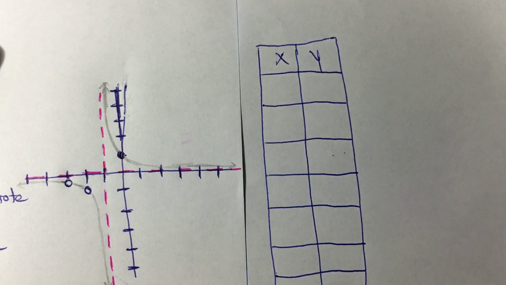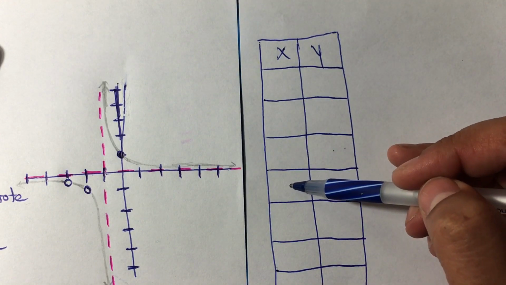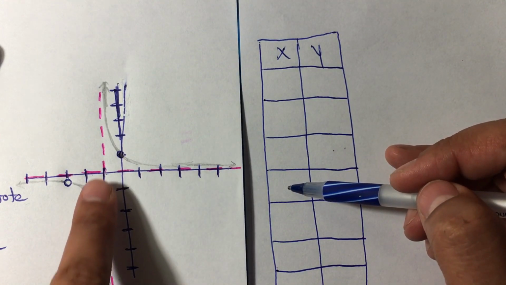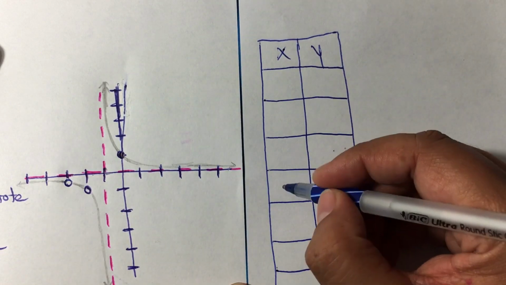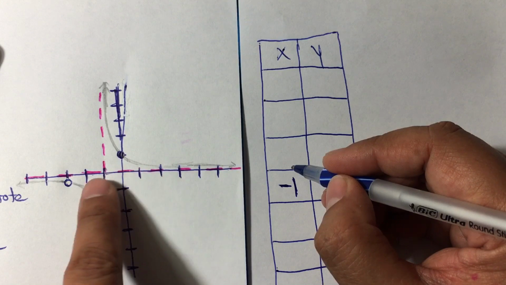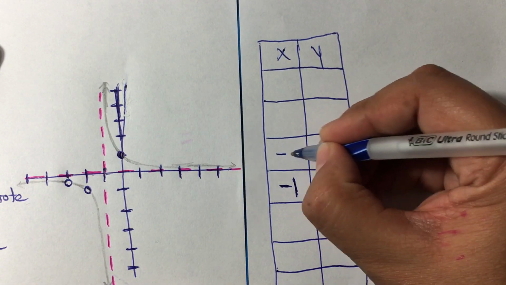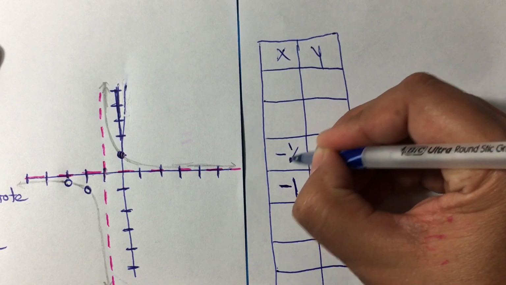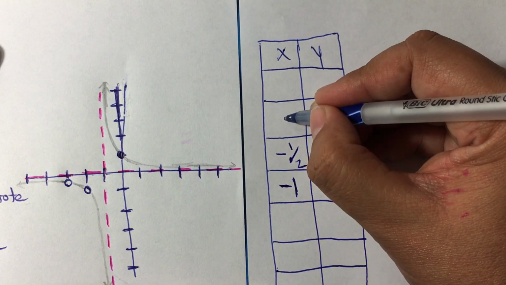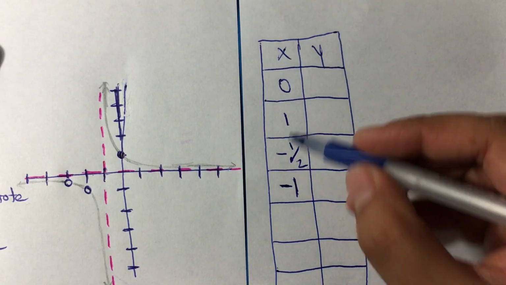Okay, now for our table, remember how to choose the points. In the middle, I will put the vertical asymptote, which is at -1. Then I add and subtract 0.5 on either side. So in here is going to be -0.5 or -1/2. Then in here it will be sort of 1 and 0. And I have it backwards actually.